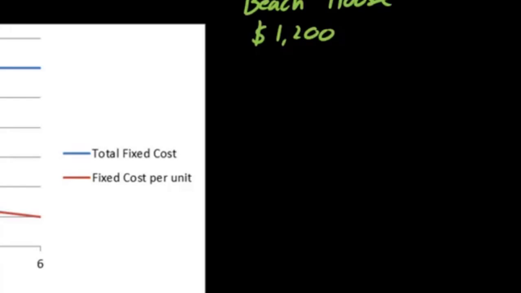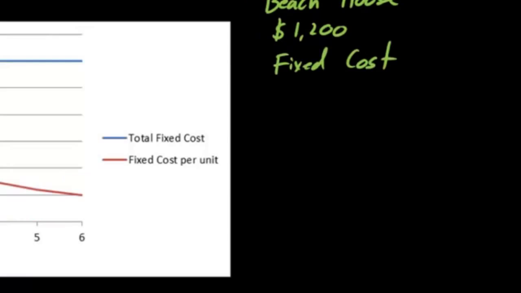So it is going to cost us $1,200 for the beach house no matter what. It doesn't matter if we go on the spring break by ourselves or if we invite all of our friends. It's going to be $1,200. Because no matter how many people are included in the beach trip, the cost is still $1,200, this is a fixed cost. So we're going to call this a fixed cost.